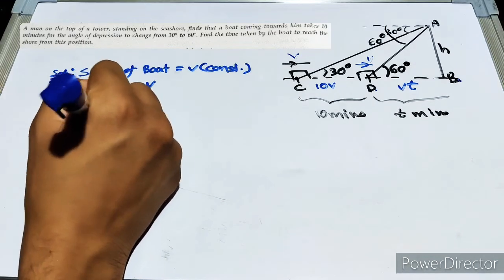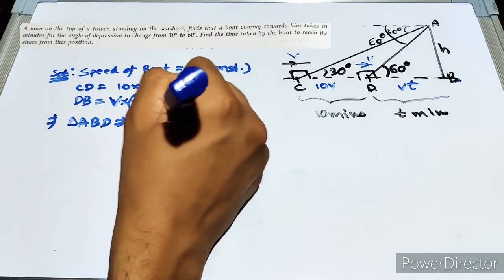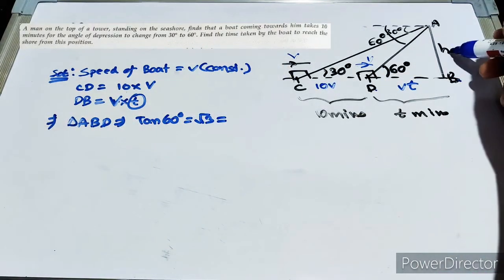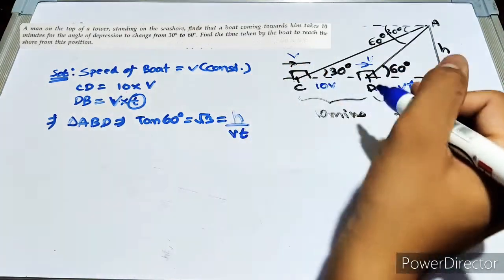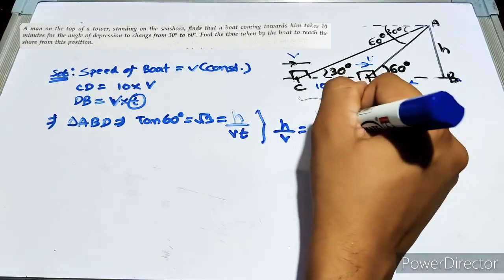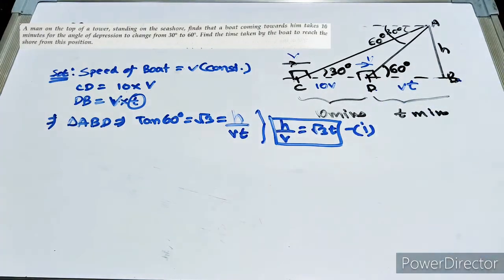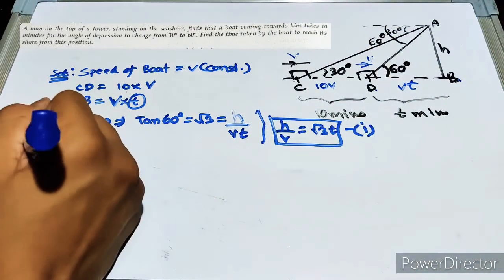Now let us see the triangle ABD. From triangle ABD we have tan of 60 degree, which we know is root 3, equals h upon vt directly, h upon vt. So from here we can say that h upon v is equal to root 3 times t. This is our first equation. Simply from this triangle we can say that tan 60 degree equals h upon vt. That's what we have written here.